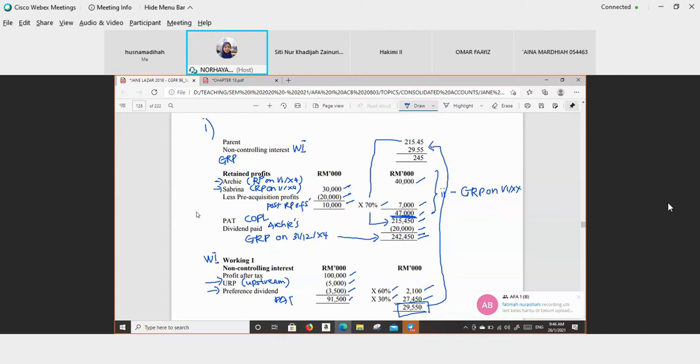Okay, Hakimi? Okay. Because usually, if there are preference shares, there will be dividends. You must understand that preference shares have priority over ordinary shares. Normally for preference shares there is payment or declaration of preference share dividend. So if the parent company does not acquire any of it, the total preference share dividends belong to the non-controlling interest, so it will be 100% here. Okay, Hakimi? Okay.